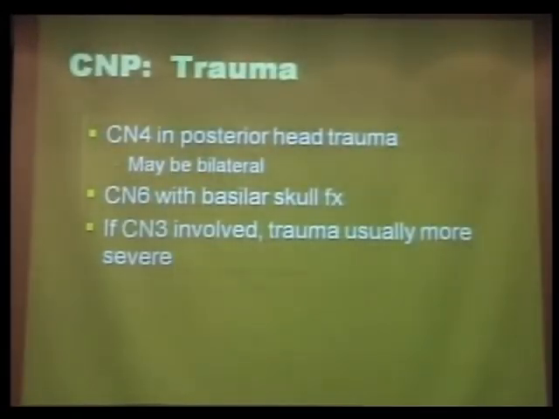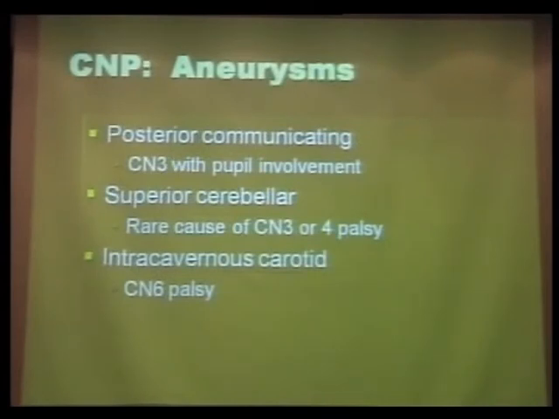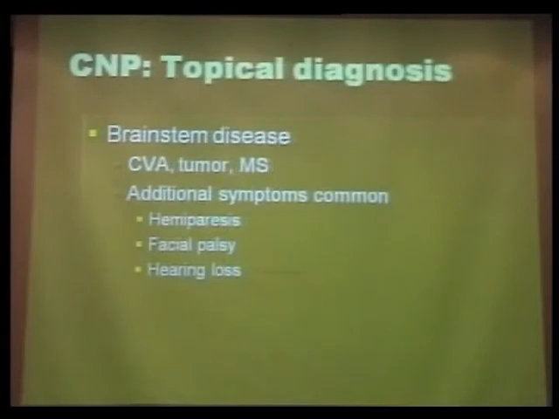Trauma can cause cranial neuropathies, particularly number 4, because you have a very long intracranial course, and if you hit the back of the head where the nerves cross in the area of the anterior medullary velum, you can get bilateral paresis. Sixth nerve is common with basilar skull disease. When third nerve palsy results from trauma, it's usually very severe trauma. Dr. Lee talked about aneurysms, so I will skip this for now.